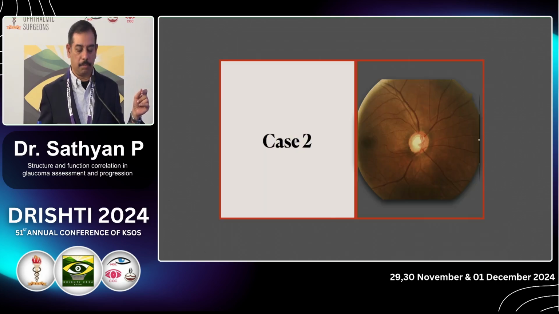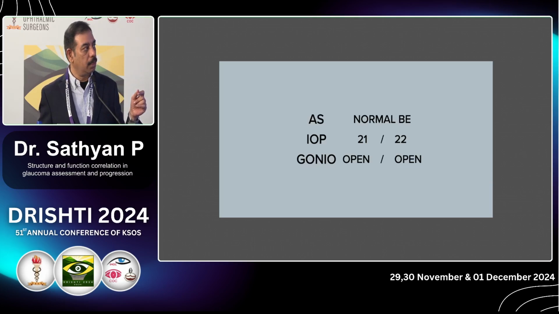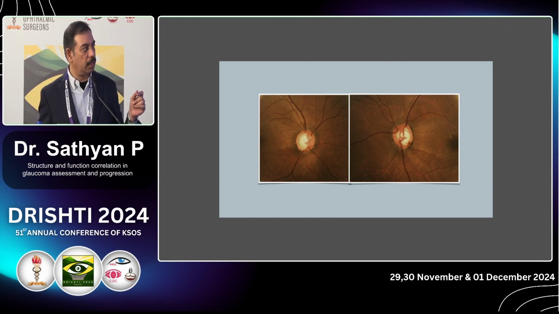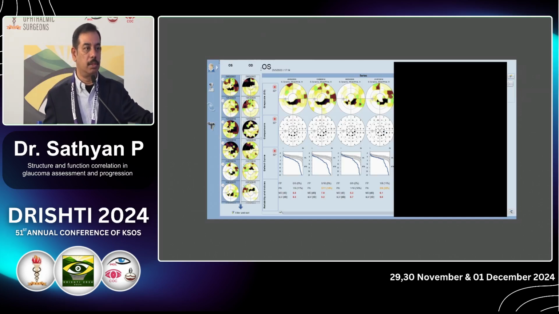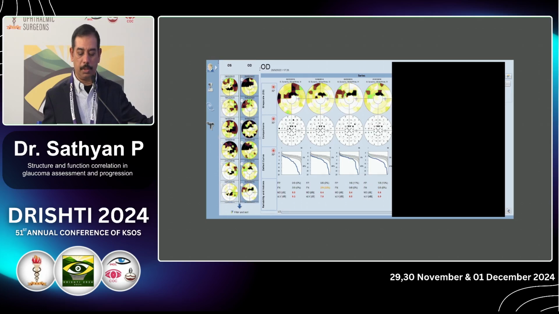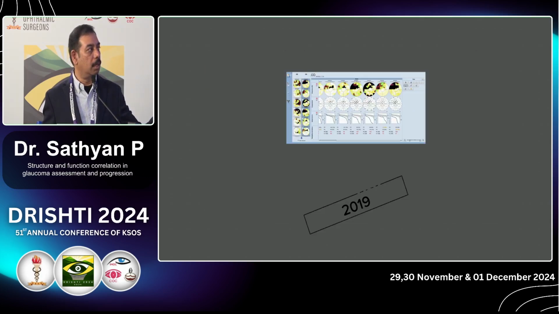And this is case number 2. This is a 50-year-old gentleman seen in the year 2013. You can see 21 and 22 is the IOP, and these are the fundus changes. And see that there are very stable visual fields, not changed much. Again, this is the same thing, but 2013, and you see this 2019, can you see the field change? How much it has progressed?